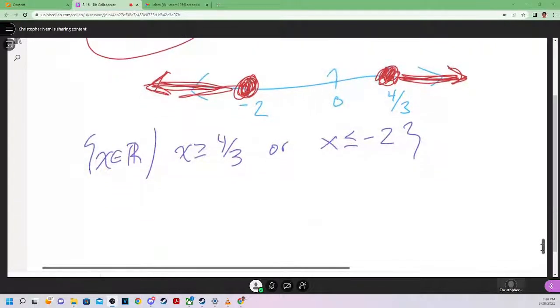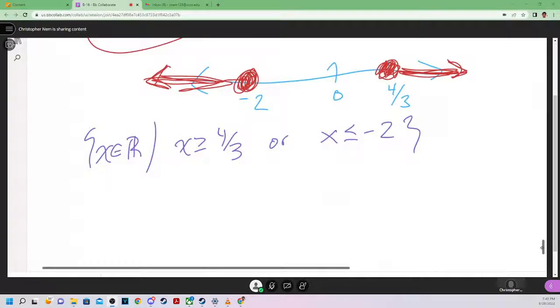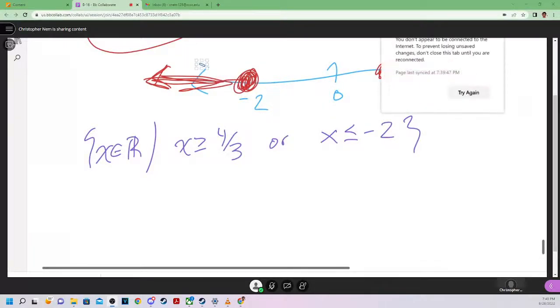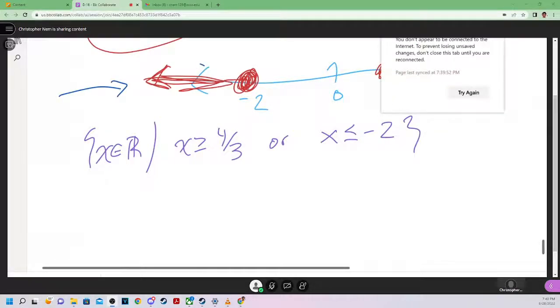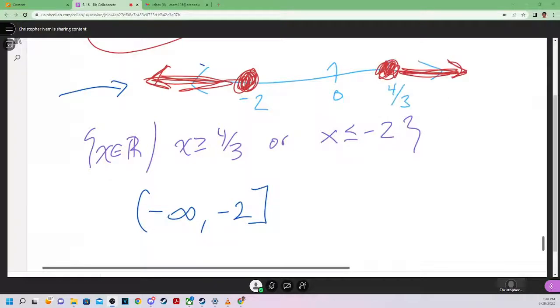How do you write this in interval notation? Because if you notice, they're not connected. Let's recall back in chapter 1. So first, let's work with this piece of interval. We start at -infinity and end at -2. Great. We want to include -2. We can't include infinity. Good. Let's work on the right side now. Well, I started at 4/3, but I stopped at positive infinity. I can't include infinity, but I can include 4/3.